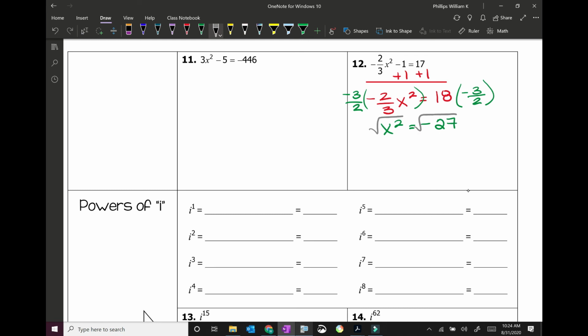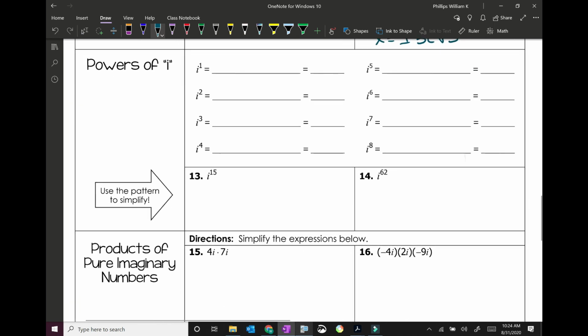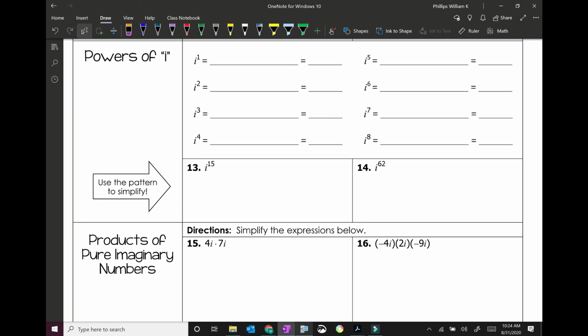Now I can solve by taking the square root. So x here is the square root of negative 1 times the square root of 27. We can go ahead and simplify the square root of 27. So here we have i times the square root of 9 times the square root of 3. So x here equals plus or minus 3i root 3. All right, moving on to powers of i.